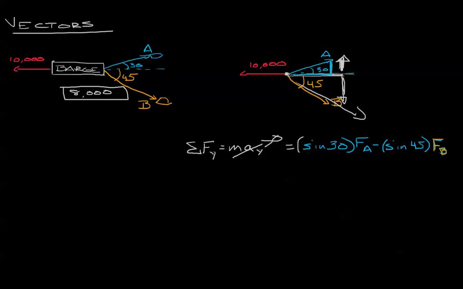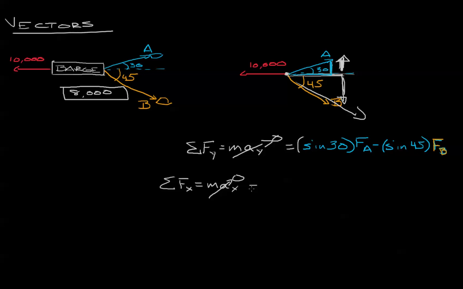Now let's look at what's going on in the horizontal direction. We're going to sum our forces in the horizontal direction. This is going to be a little bit tricky. The sum of the forces in the x direction is once again mass times acceleration in the x direction. Now, we know that it's just going at a constant velocity, so we know the acceleration is still 0. So this whole equation equals 0.